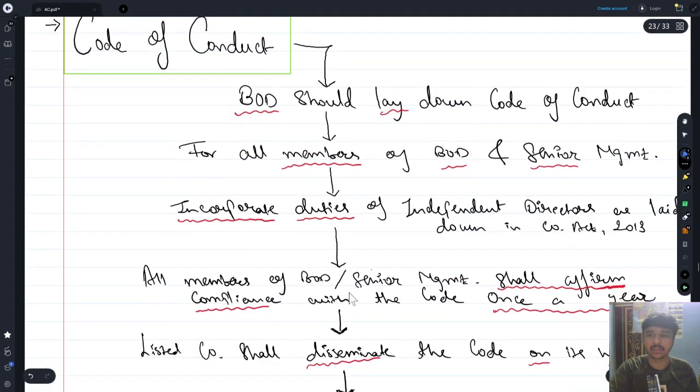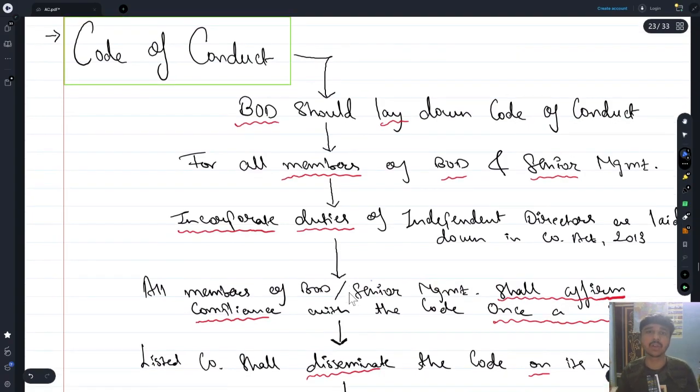Now we are dealing with something called the code of conduct. What is code of conduct? This is basically decorum. These are basically the rules that a board of directors should follow. If they don't follow, they are not following the ethics, they are not following the spirit of the company. So who will frame this code of conduct? The board of directors will lay down the code of conduct. Who will follow them? The members of the board, the senior management, everybody will follow them.